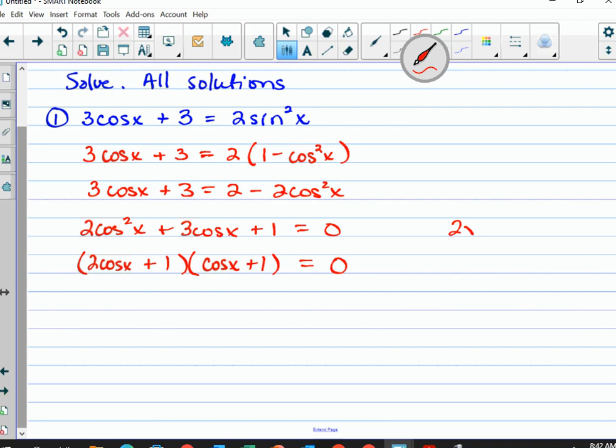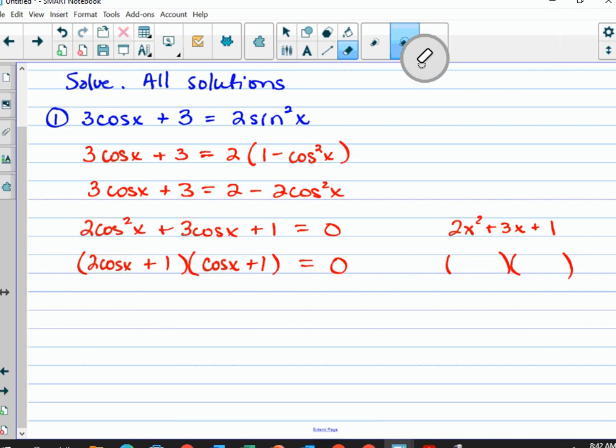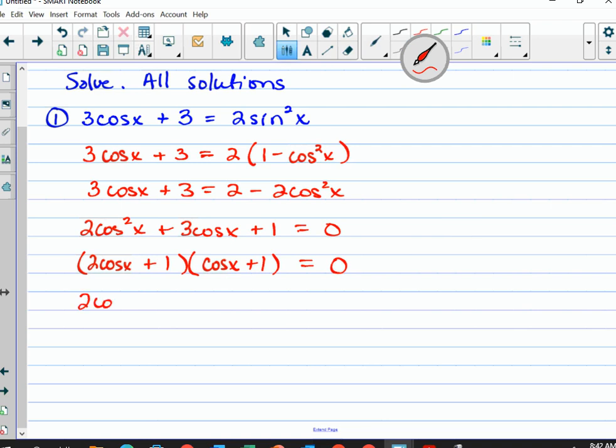So what if you had 2x squared plus 3x plus 1? You can do what multiplies to 2 and adds up to 3. You can also guess and check since every number is prime and positive. Or you can multiply the A and C terms. Then you set each factor equal to 0. It's like a standard factoring problem, just with the cosine.